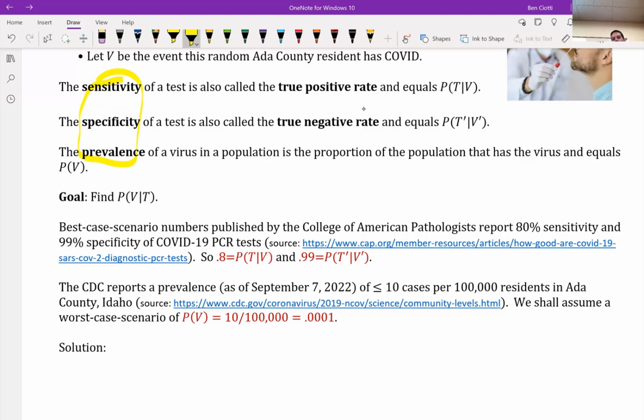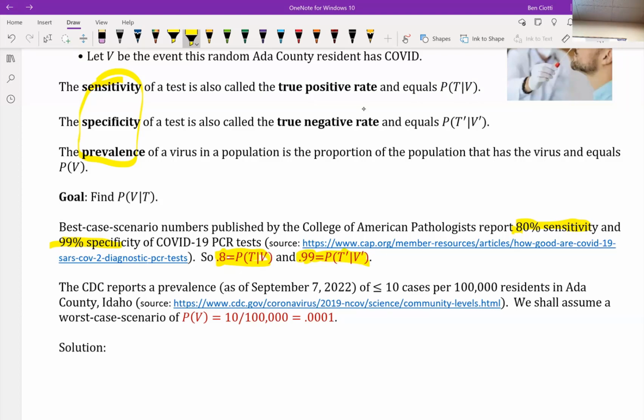And I went and looked up the sensitivity, specificity, and prevalence, at least when I wrote this problem. So when I wrote this problem, they were using these PCR tests that, according to some website that I found, had a sensitivity of 80% and a specificity of 99%. So 0.8 is our true positive rate. 0.99 is our true negative rate.